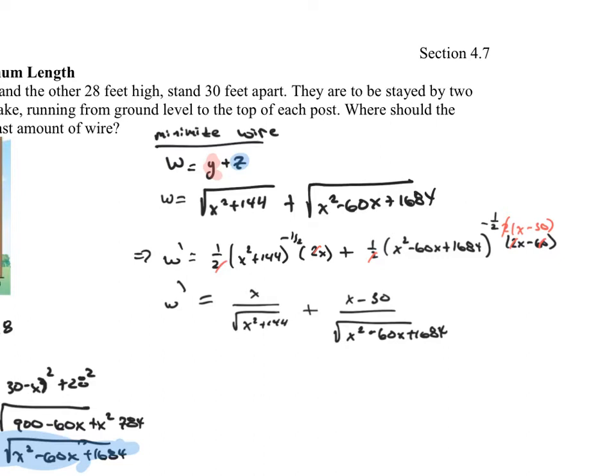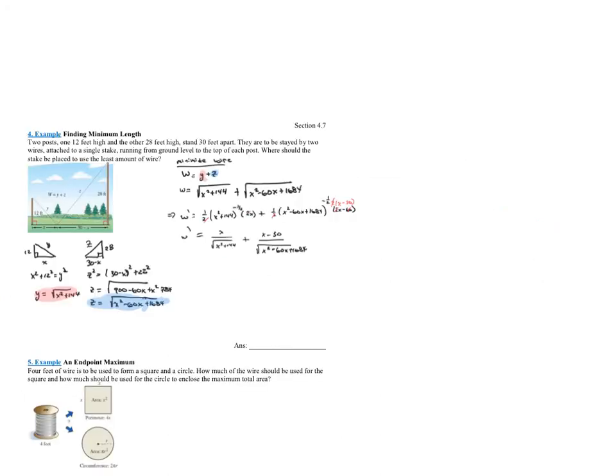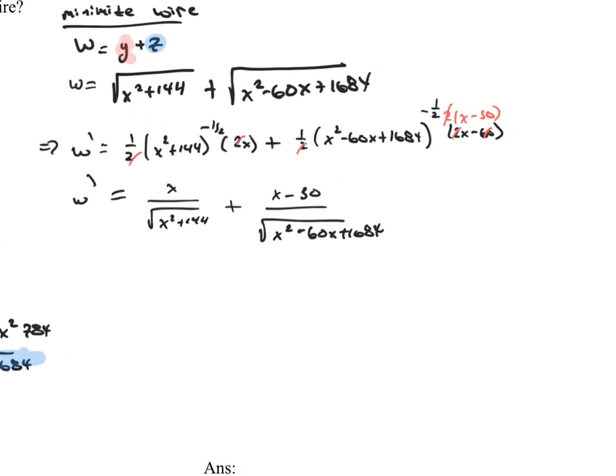So what do I need to do? I need to find the critical values by setting this equal to 0, and where it's undefined. Where it's undefined is irrelevant because these are both square roots, so the smallest number that it could be is 0. We only care about positives, so what we really care about is when is this thing equal to 0?